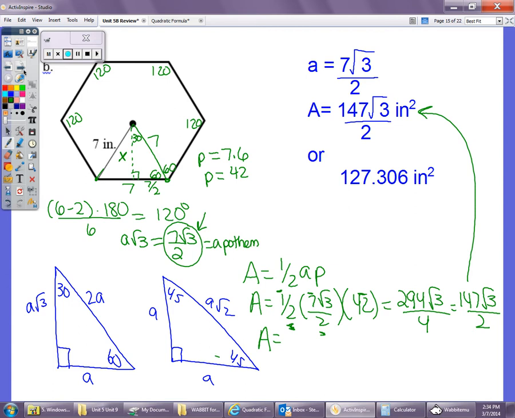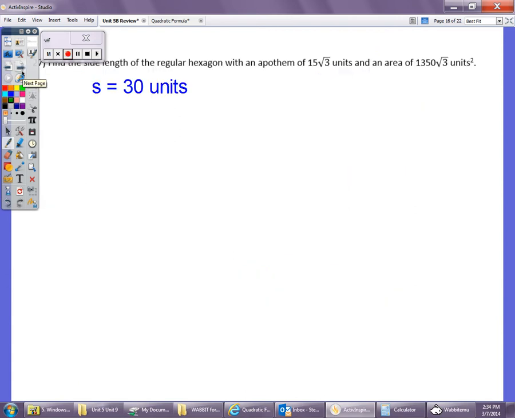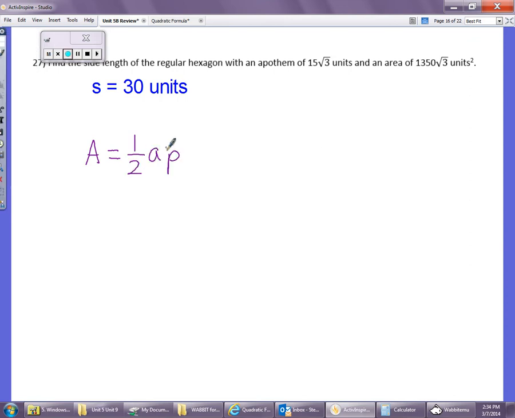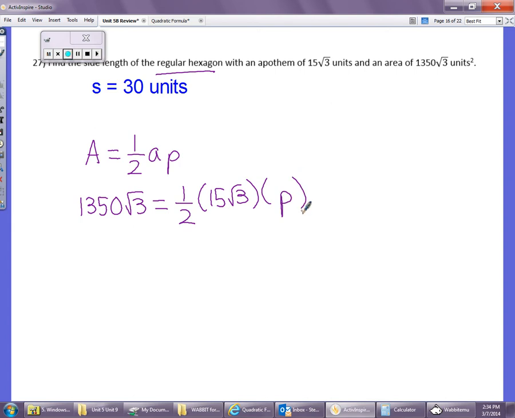Alright, now we're up to the back. Okay, this was the top question a lot of you forgot because you didn't see it. So this is also area of a regular polygon. So I know that I'm going to plug this in for the area. My apothem was 15 radical 3, and my perimeter was P. I'm just going to take half of this. It's okay if it's a decimal because the decimal is going to go away anyway.